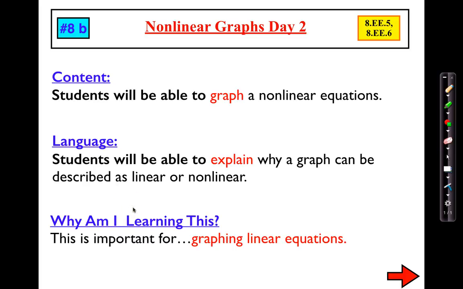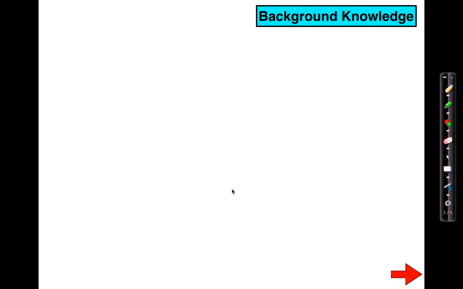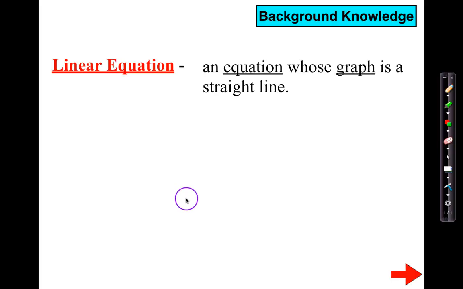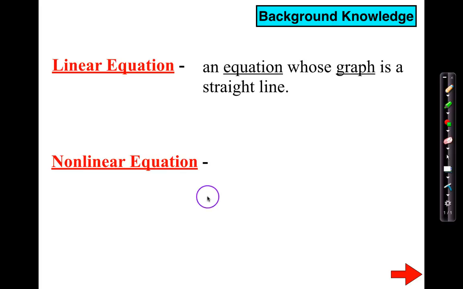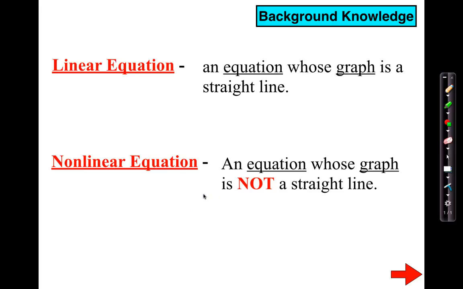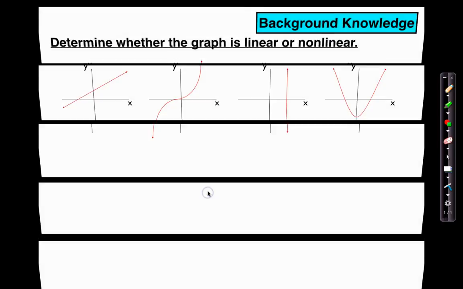Why am I learning this? Well, it's important for graphing linear equations. So, first things first, we're going to go over some background knowledge. Remember, linear equations are basically an equation whose graph is a straight line. And nonlinear equations would be the opposite. It's an equation whose graph is not a straight line. So it's pretty straightforward there.